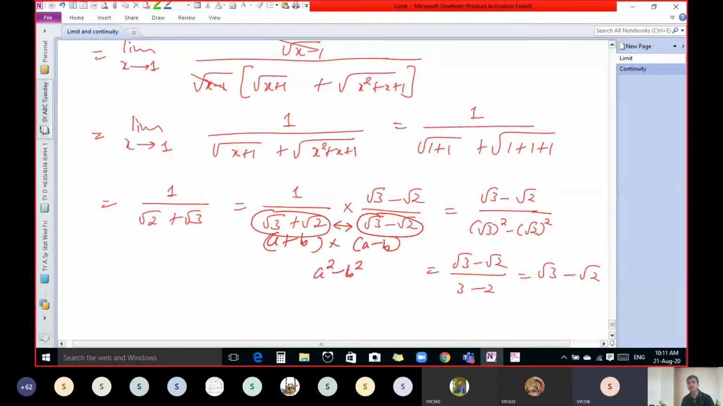So b square. Root 3 square minus root 2 square. And ultimately we get the answer 3 minus 2, that means what? 1, and finally we get the answer.